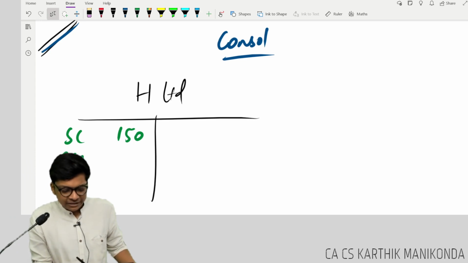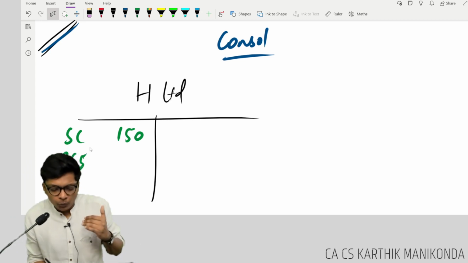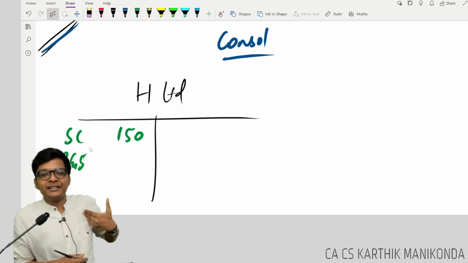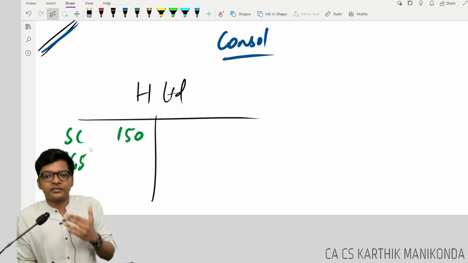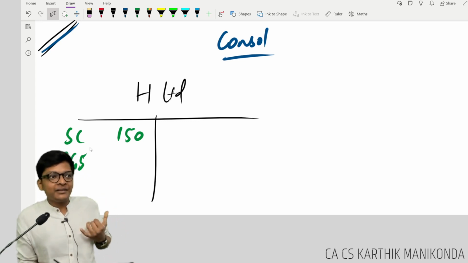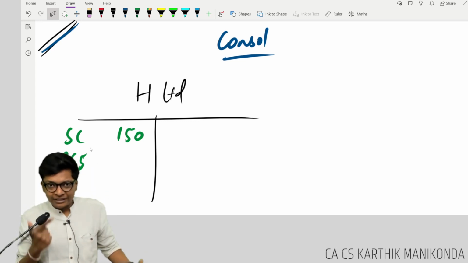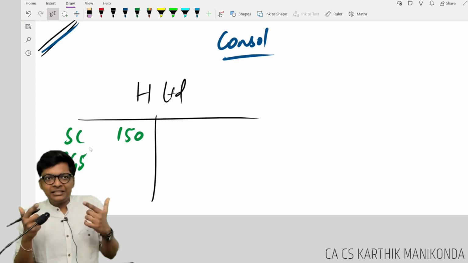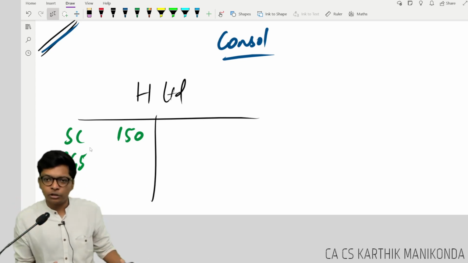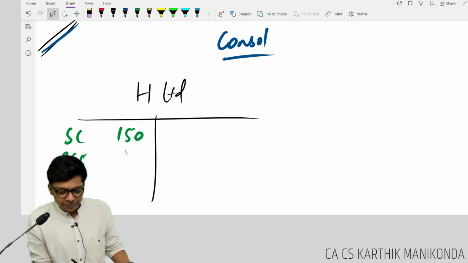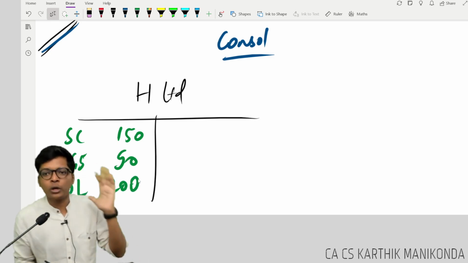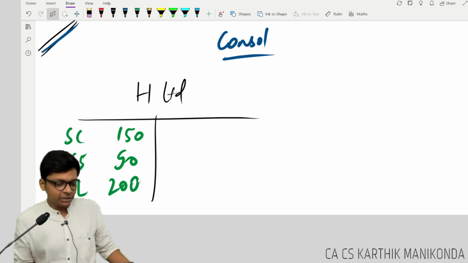Let me keep reserves and surplus. This time what is the change in the example from previous examples? I am introducing reserves, because in all the previous examples if you see, reserves was not there. Now I am introducing reserves, basically last stage of problems, almost the last stage of sums. Reserves and surplus, keep it as 50, all other liabilities put together 200.